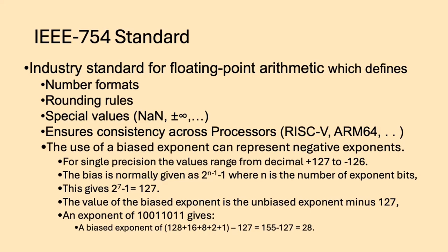An example of bias is shown where the bias value is 2 to the power of n-1 where n is the number of exponent bits. With single precision, there are 8 exponent bits, so this bias value is 2 to the power of 8-1, which is 2 to the power of 7-1, which gives a value of 127. We can work out the value of the biased exponent by subtracting 127 from it. In this example, an exponent of 1001111 in decimal is 155 minus 128, which equals 28 decimal or 1110 binary.